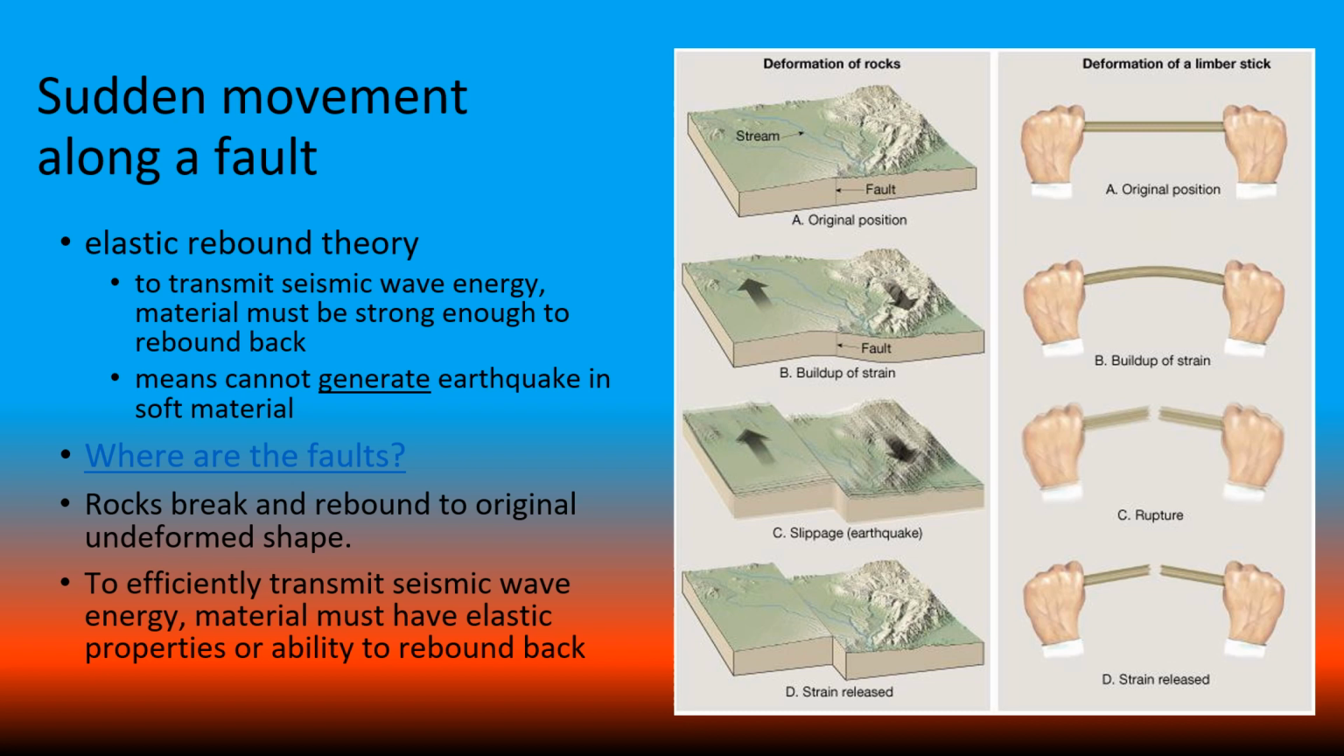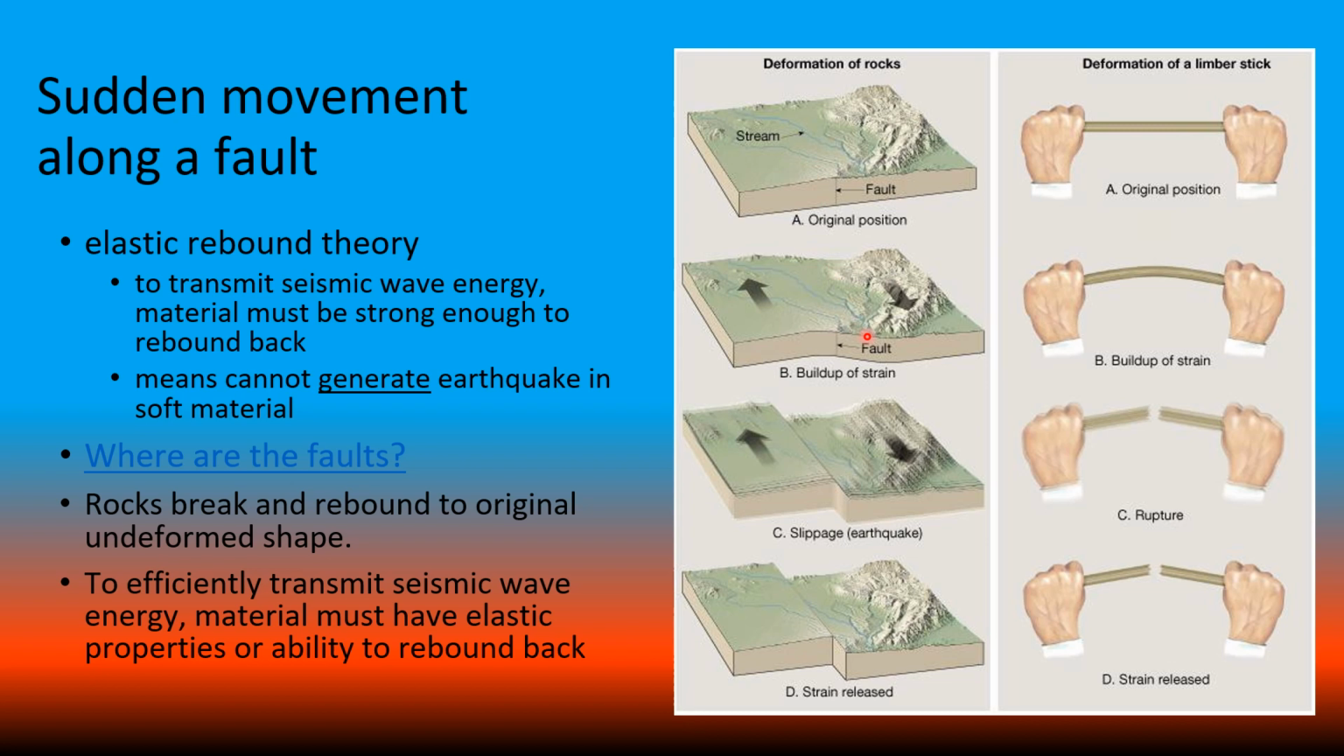And this is what I want you to think about. In this column here I'll have the deformation in rocks, and then the deformation of a sort of limber, bendable stick, think maybe some bamboo, that can bend and then returns back to its original shape of being straight. So here would be the initial position of a fault, okay? And this is the undeformed, original position of the rock.